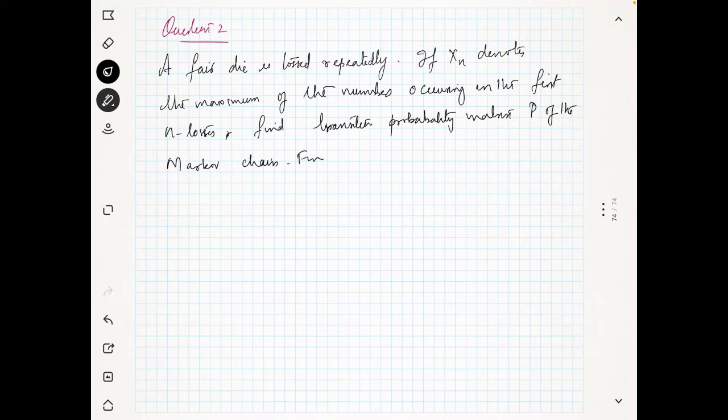Then find also P square and the probability that X2 has a value 6. So this is the problem. That means there is a dice which has been tossed repeatedly, and Xn denotes the maximum of the numbers occurring in the first n tosses.